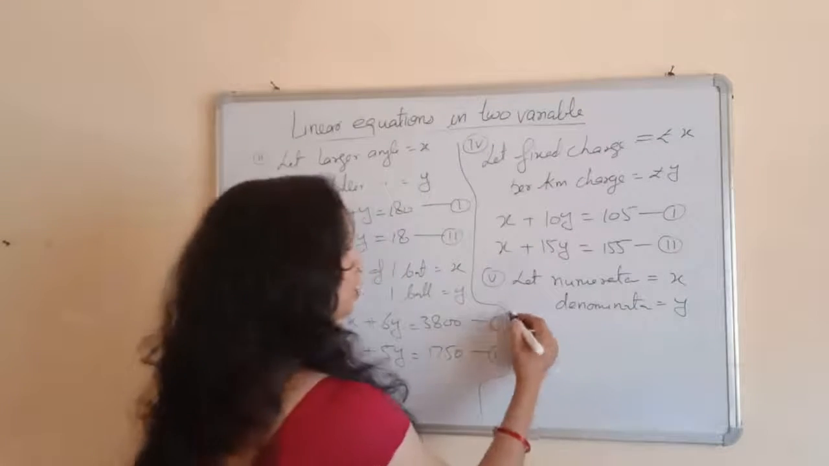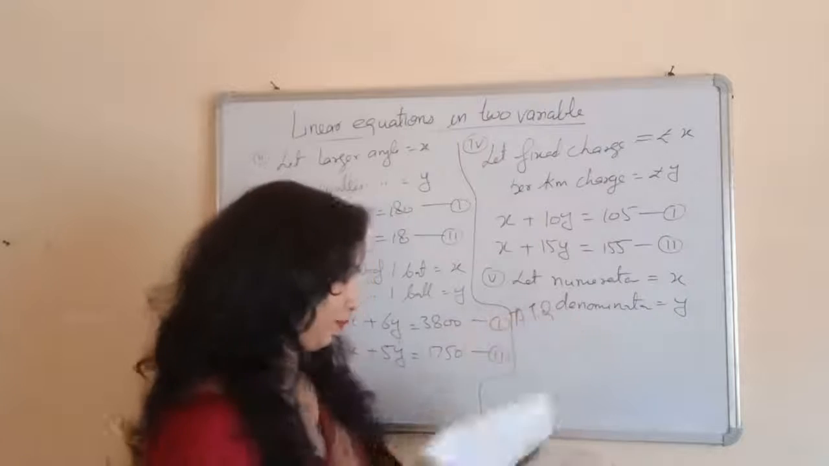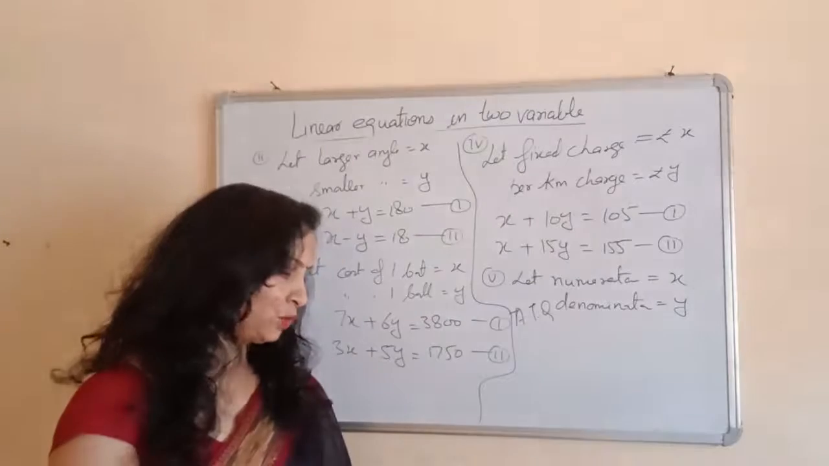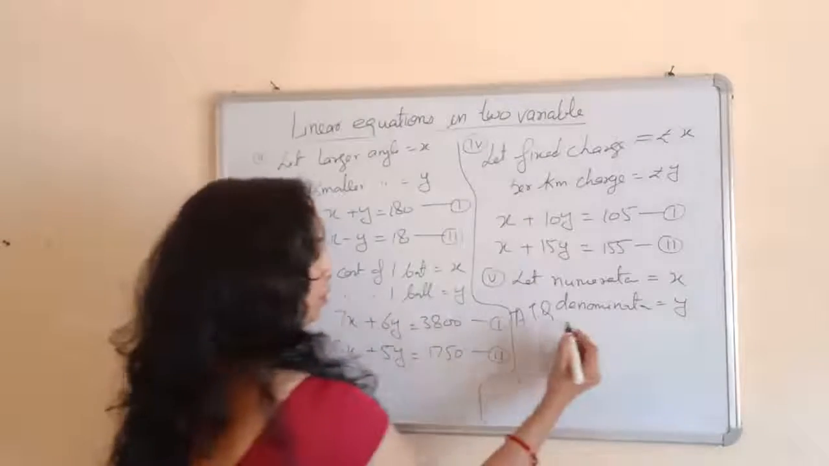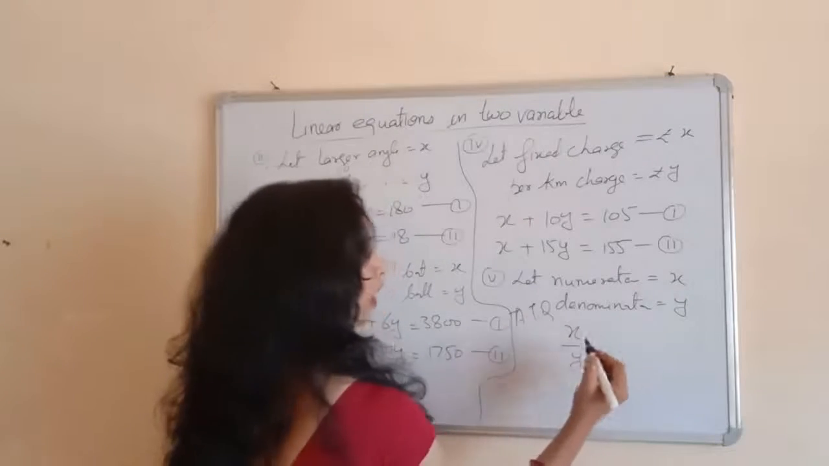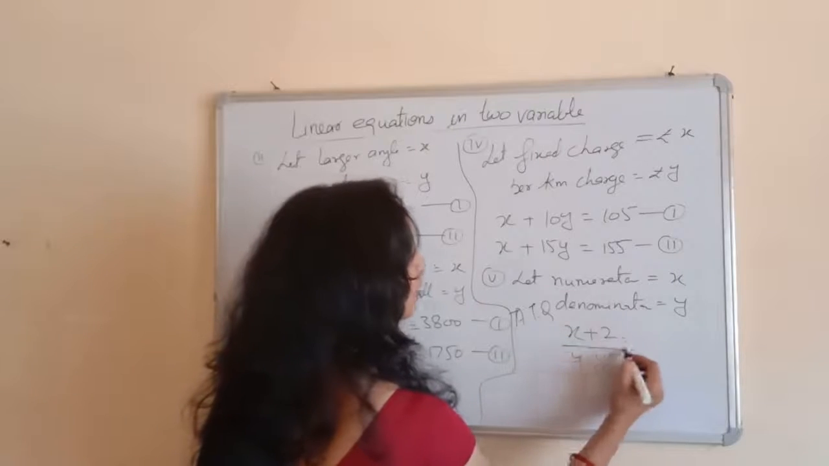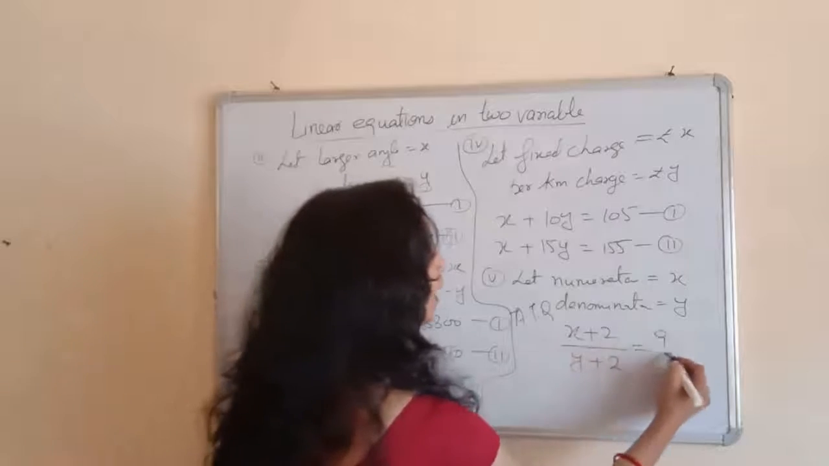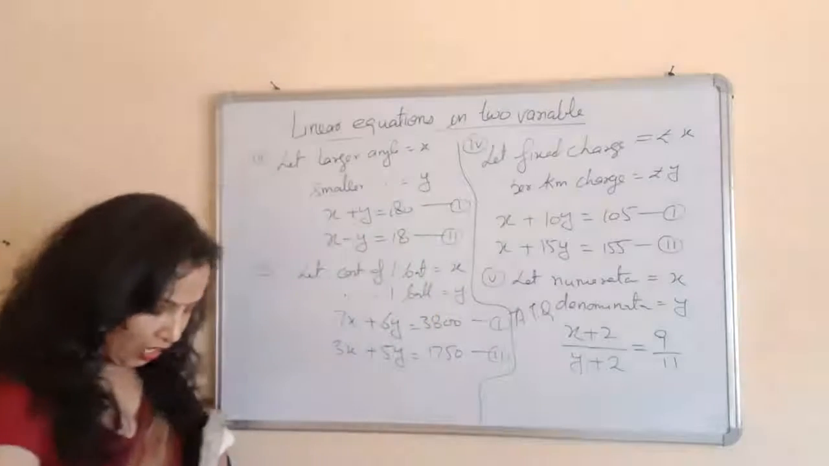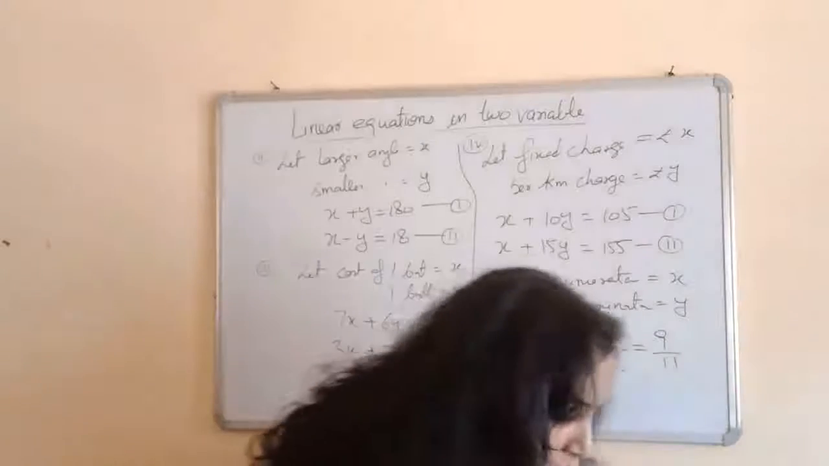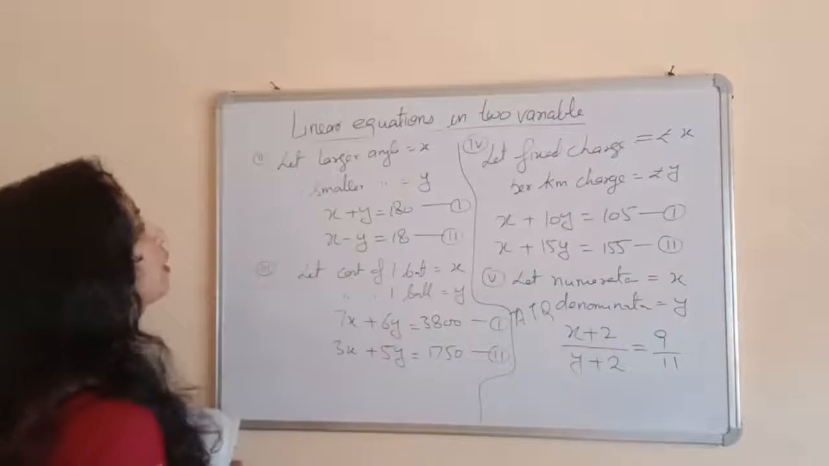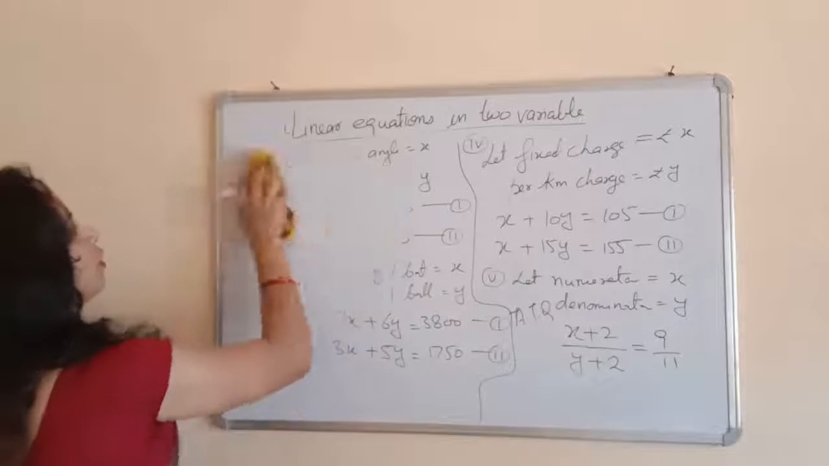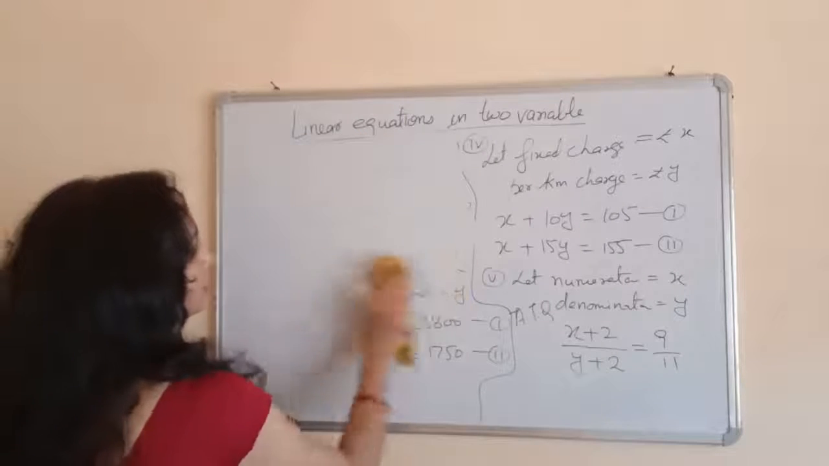So according to the question, 9 upon 11 becomes the fraction if 2 is added to both the numerator and denominator. This is the fraction and we are going to add 2 to the numerator and 2 to the denominator. Then the fraction becomes 9 upon 11. Again I am going to rub this board. You can pause the video for writing the answers.